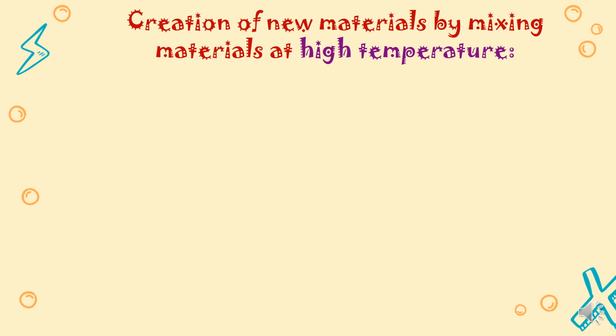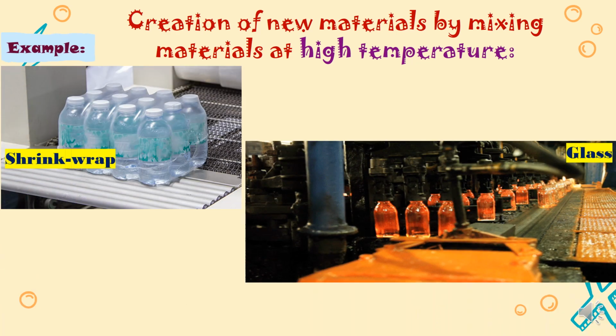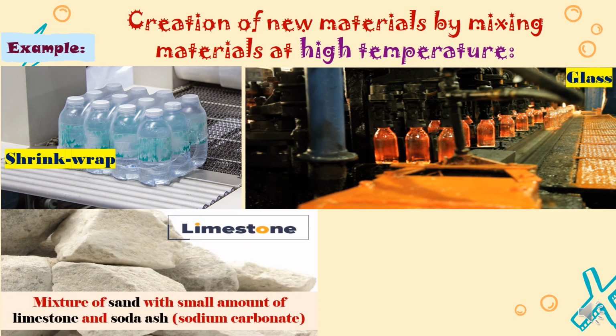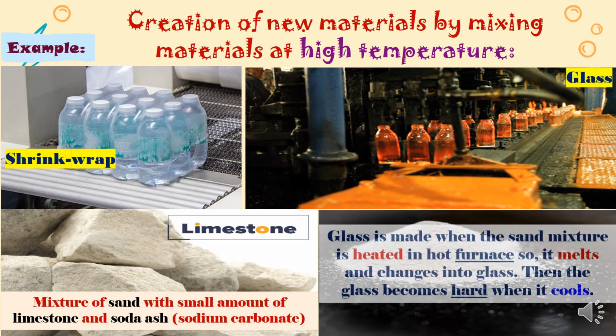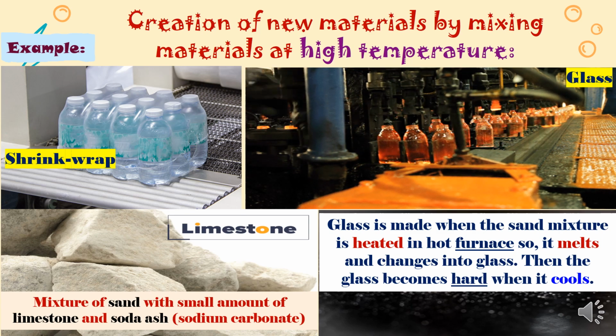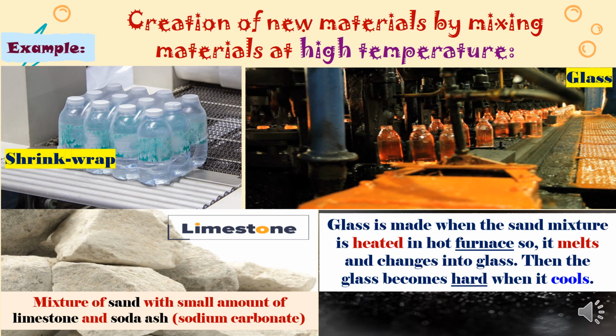Creation of new materials by mixing materials at high temperature happens in two examples. Number one is shrink wrap and formation of glass. Glass is a mixture of sand with a small amount of limestone and soda ash or sodium carbonate. Glass is made when the sand mixture is heated in a hot furnace, so it melts and changes into glass. Then the glass becomes hard when it cools.